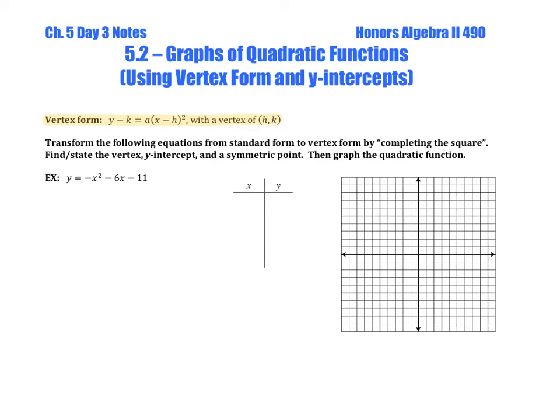And in the prior lesson, we actually had you start practicing taking an equation that was in standard form for a quadratic and transforming that to vertex form. So what we're going to be doing today is transforming the equations from standard form to vertex form by completing the square. So we're going to be practicing that process that you learned in the prior lesson. But then in addition to that, we're going to state the vertex, find a y-intercept and a symmetry point, and use all of that to then graph the quadratic function. All right, let's get started.